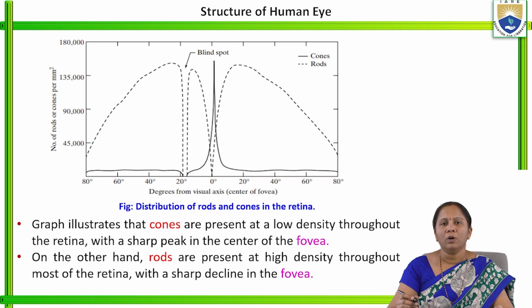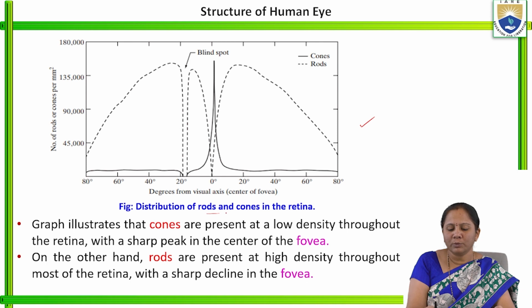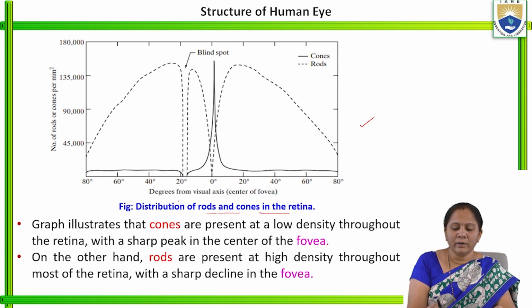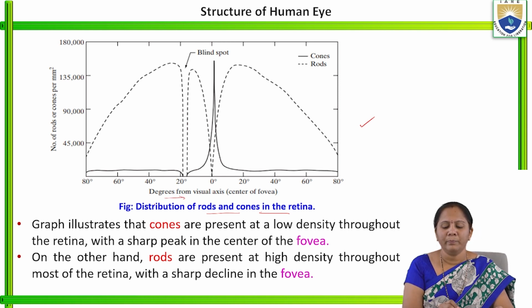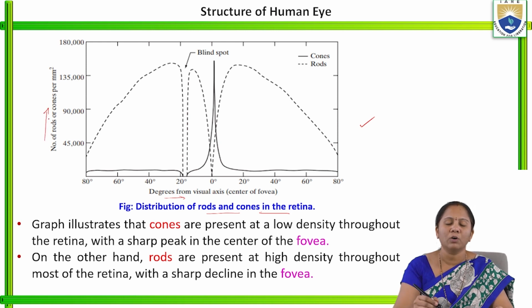Now, in order to clearly know at what time the cones will be activated and at what time the rods will be activated, this is the graph that will clearly show the difference. Here it shows the distribution of rods and cones in the retina. It is a simple graph of degree from visual axis versus number of rods or cones per millimeter square.